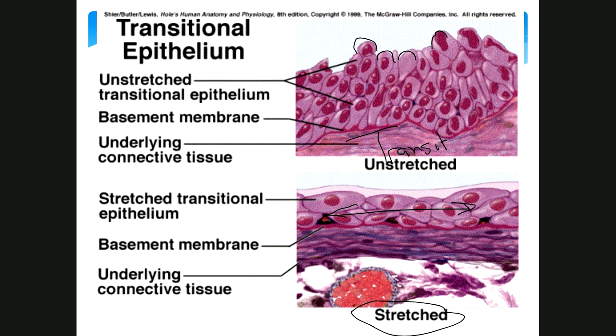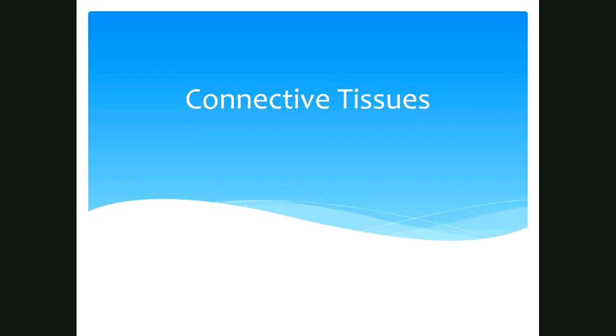Well, the only way I'm going to show it to you, like I said, is in this unstretched state. So we can always look up here and find the dome cells to figure it out. So those are the epithelial tissues. Any questions? Again, if you want more detail, you can go to the lecture portion of this. Let's look at connective tissues.